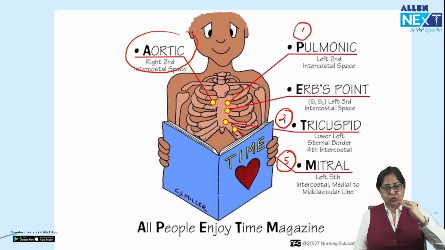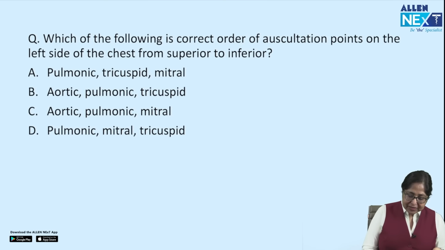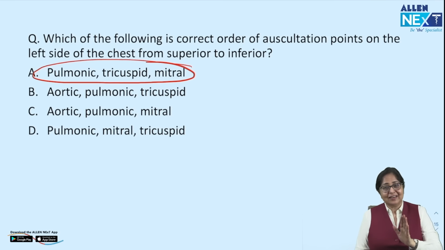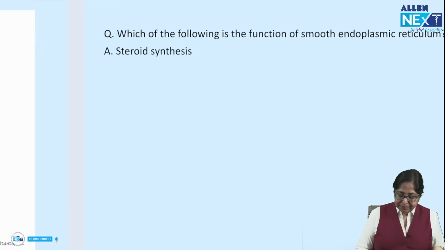So superior to inferior on the left side, pulmonic, tricuspid and mitral. So my answer to this question would be pulmonic, tricuspid and mitral. Remember, aortic area is on the right side. So this is the answer to the question.